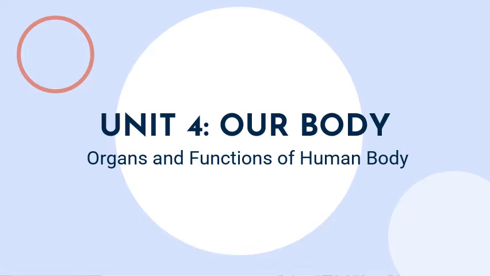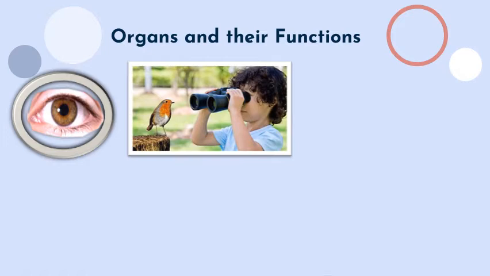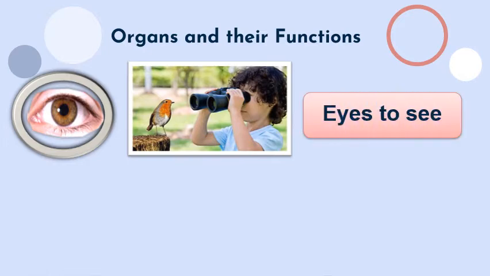Unit 4, our body. Today we are going to learn the organs and functions of the human body. Organs and their functions. First, we have eyes. Eyes are to see. Look at the picture. The boy is looking at the bird. He is using his eyes. Eyes to see.